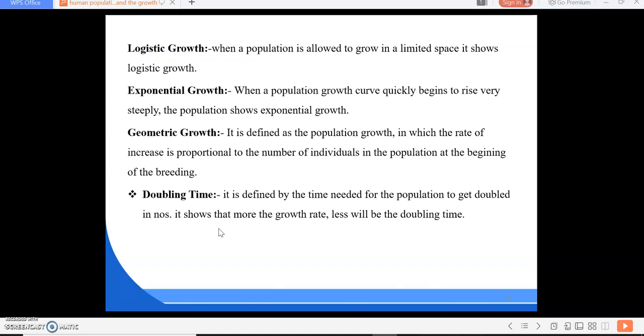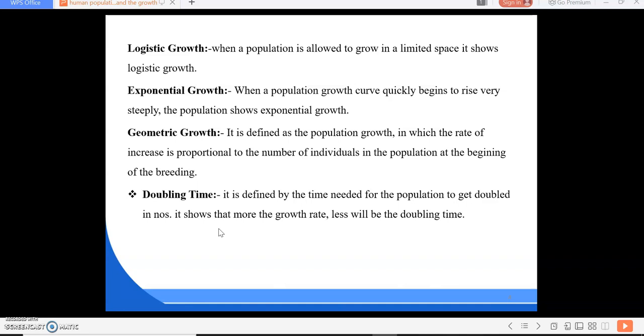First of all, we are going to study logistic growth. What do you mean by logistic growth? When a population is allowed to grow in a limited space or environment, it shows logistic growth. If we plot a graph between the number of bacteria or cells against time, we find a typical S-shaped sigmoid curve called the population growth curve.